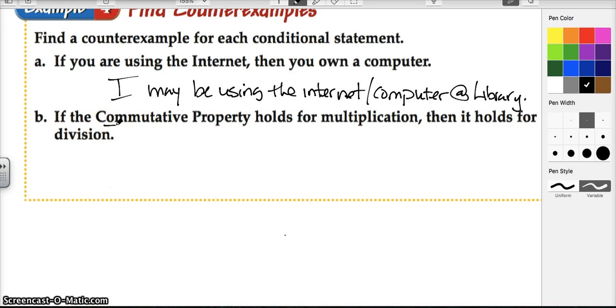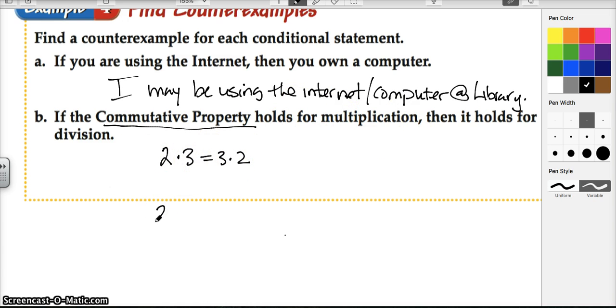Do you remember what the commutative property is? The commutative property, remember I said commute. Commute means to move, to travel. All right, so the commutative property says that if I have 2 times 3, it's going to be the same if I move these guys around and get 3 times 2. And we know that it holds for multiplication. So does it hold for division?